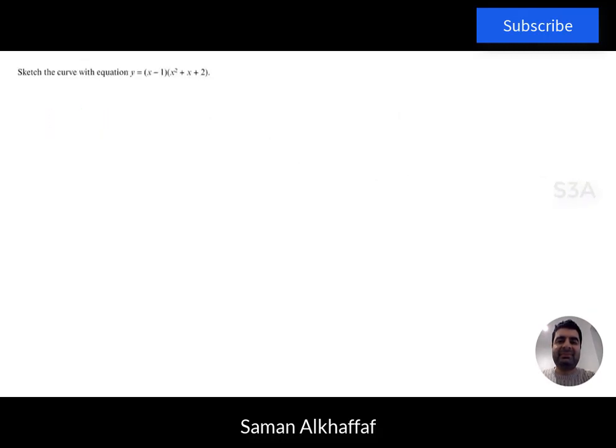In this example, we are asked to sketch the equation for y equal, in the first bracket, x minus 1, and the second bracket being x squared plus x plus 2. So first we will equate the equation to 0. So we will have y equal (x minus 1)(x squared plus x plus 2) equal 0.